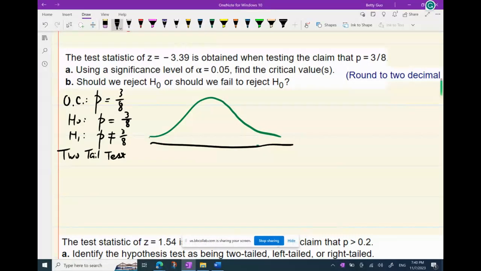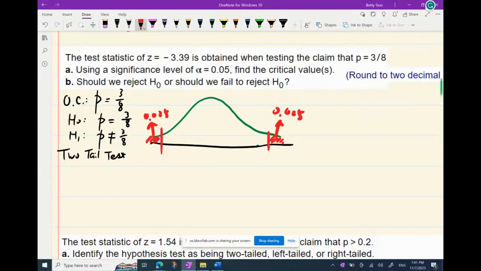Our significance level alpha equals 5% or 0.05. So we have critical regions in both tails. Half alpha here, half alpha here. So here we have 0.025, here also 0.025. Divide alpha by 2 and you get 0.025. That's the area of the critical region in each tail. We have two tails because it's a two-tailed test.